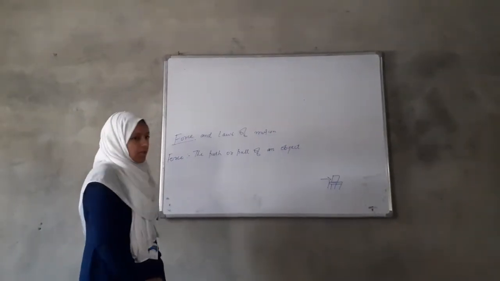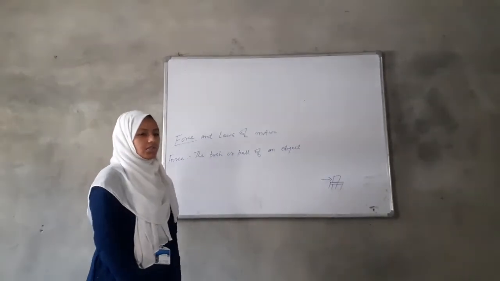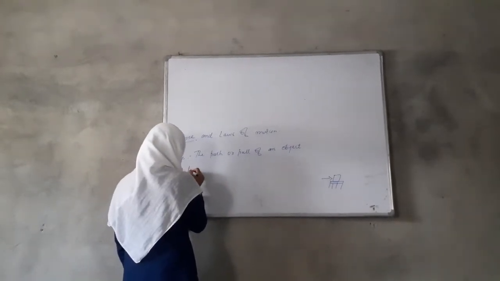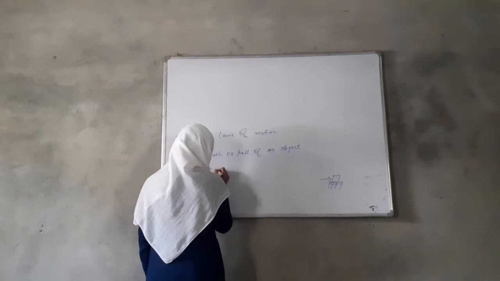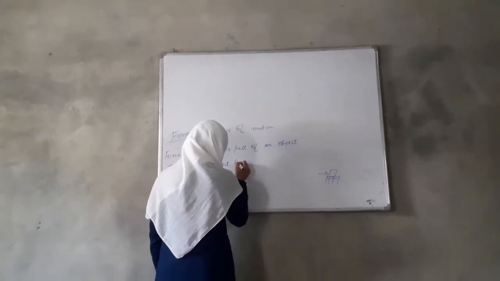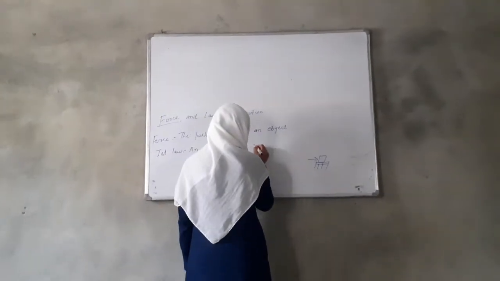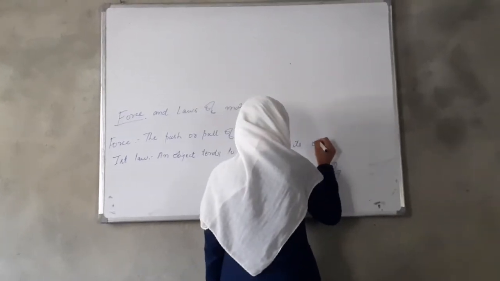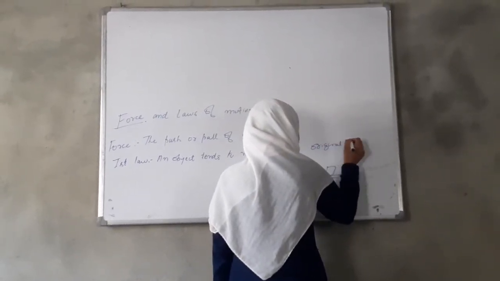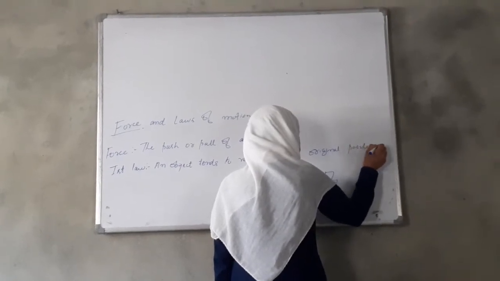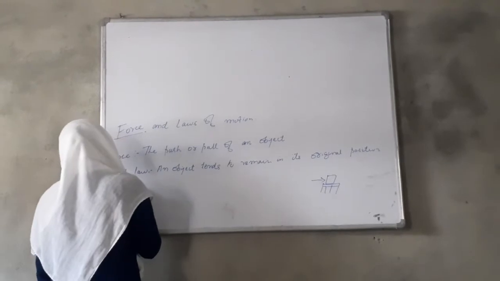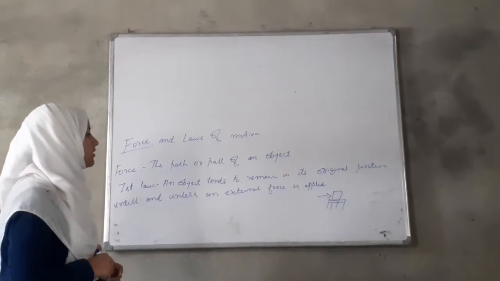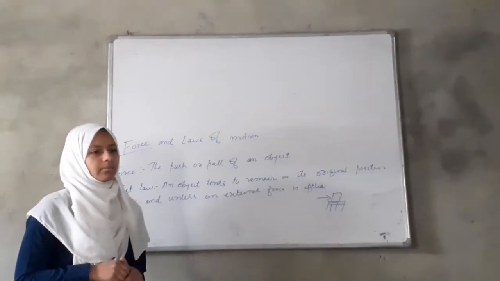Now, let's look at the laws of motion. There are three laws of motion called Newton's laws of motion. Now, first law. An object tends to remain in its original position until and unless an external unbalanced force is applied.